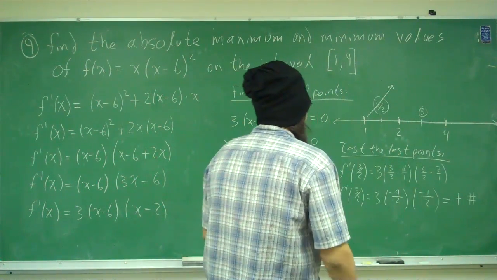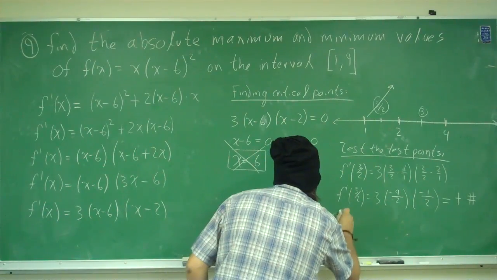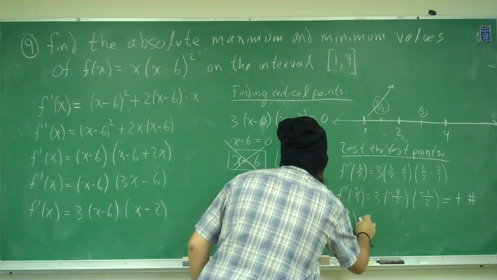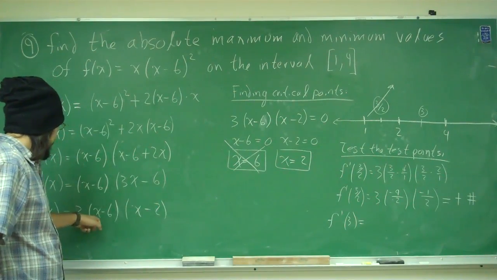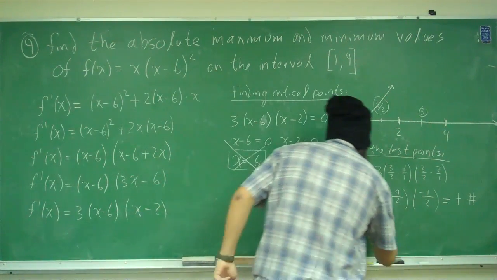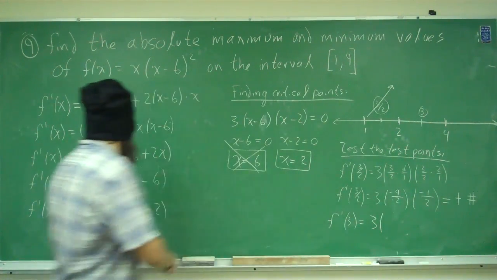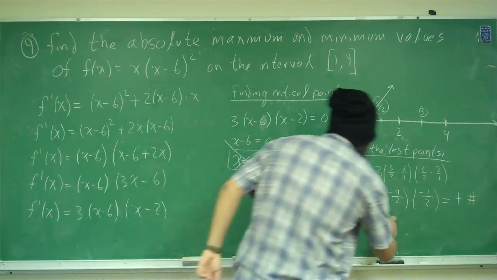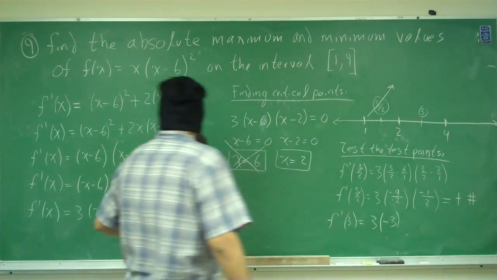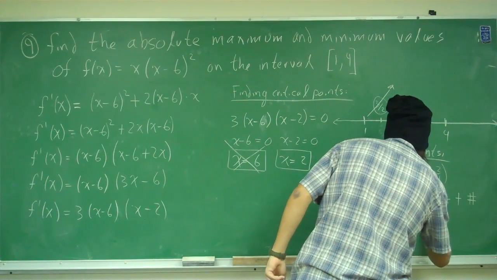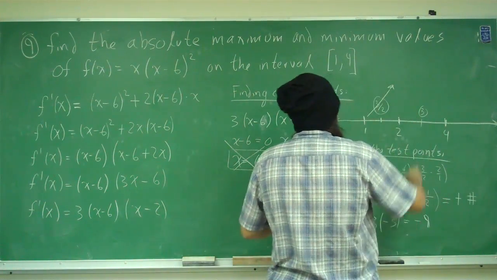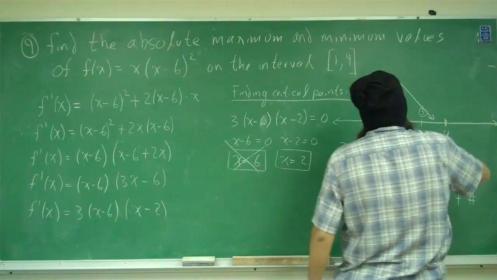Okay, now let's find f prime of 3. F prime of 3 is going to be 3 times 3 minus 6, but 3 minus 6 is minus 3, and then 3 minus 2 is 1. So we have 3 times minus 3, that's negative 9. So it's a negative number, it's decreasing from 2 to 4.